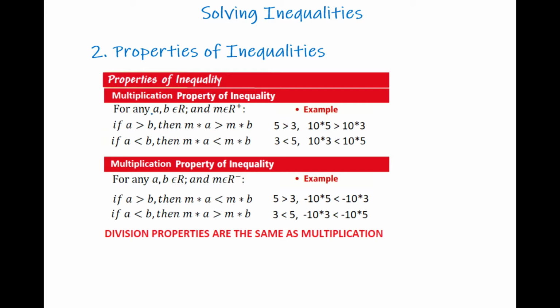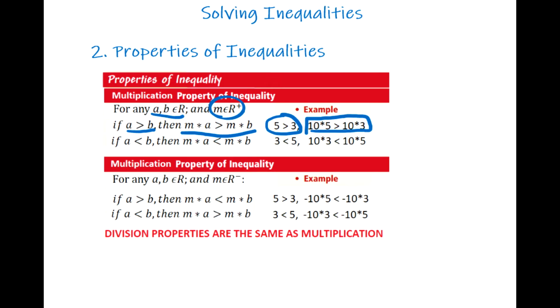Let's also take a look at the conditions about multiplication and division. Suppose that we have numbers A, B, which are real numbers, and there is a number M, which is a positive real number. And if we have something like A is greater than B, and if you multiply that inequality by M, which is a positive number, nothing is going to change as well. Again, we have an example here. 5 is greater than 3. If you multiply both sides by 10, okay, still it's going to be valid. 10 times 5 is going to be still greater than 10 times 3.